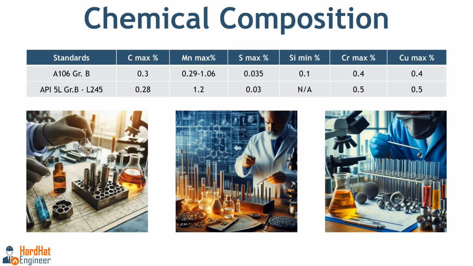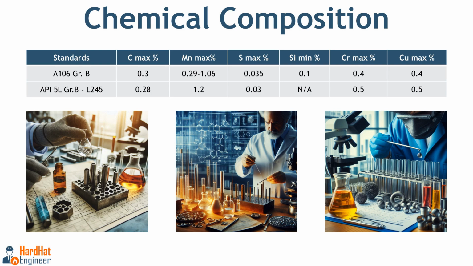Next is manganese, where API 5L grade B allows for a higher manganese content with a range up to 1.2% compared to A106 grade B, which has a more restricted range of 0.29–1.06%. Higher manganese levels can improve strength and toughness, but it may also increase the difficulty in machining.